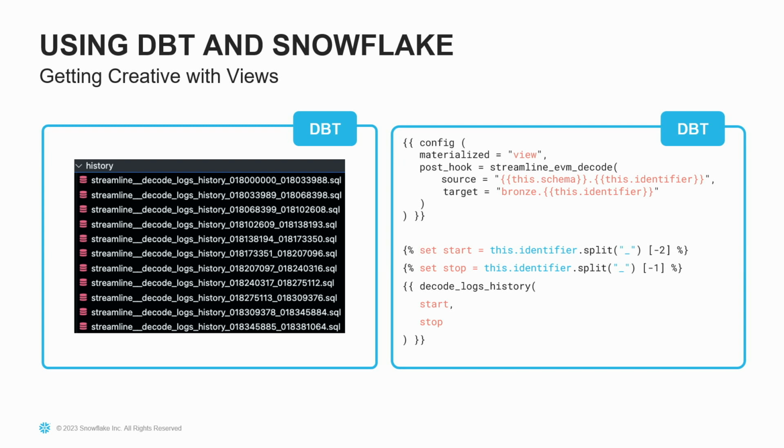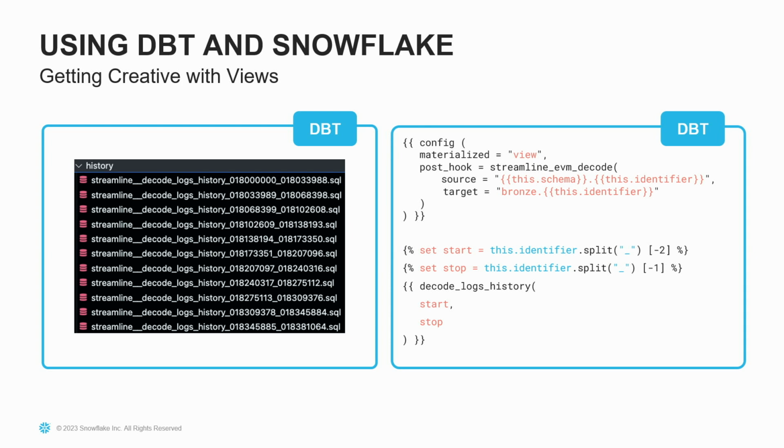Lastly, getting creative with views. So Snowflake is super powerful. We all love it. But sometimes more compute isn't necessarily the best way to tackle a challenging problem. So I mentioned how we sometimes use external UDFs. One example of that is decoding the event logs from Ethereum data.